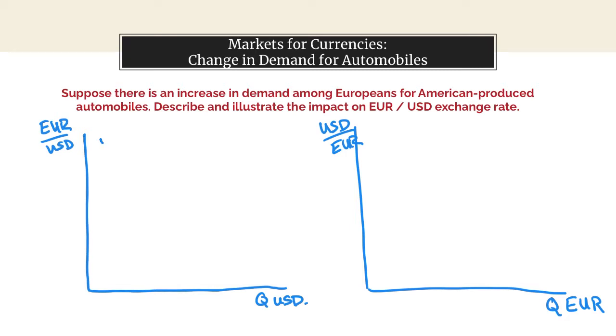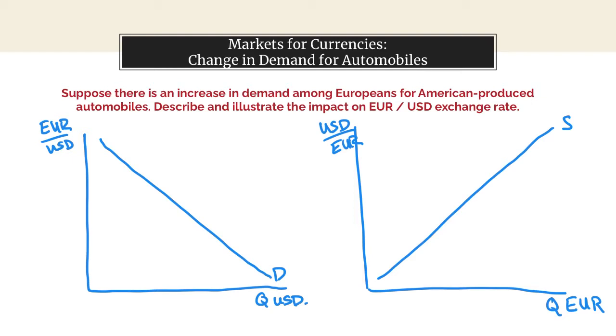I'm going to draw a blue demand curve for US dollars and a blue upward sloping supply curve for euros. These are one and the same curves. The demand for US dollars is the supply of euros. When Europeans buy US dollars, the demand for US dollars, they supply or sell their euros to do so.